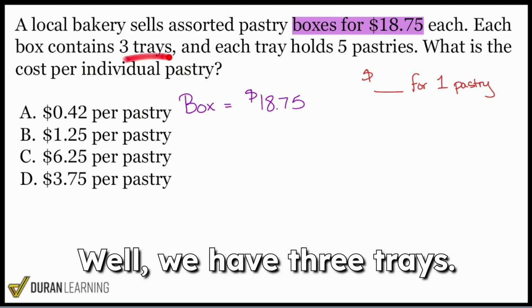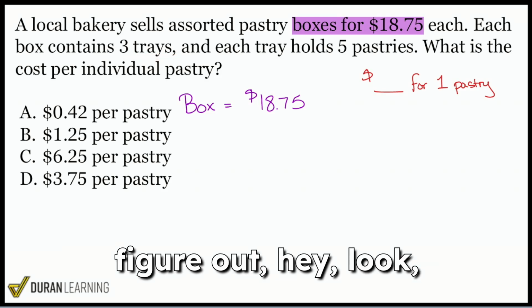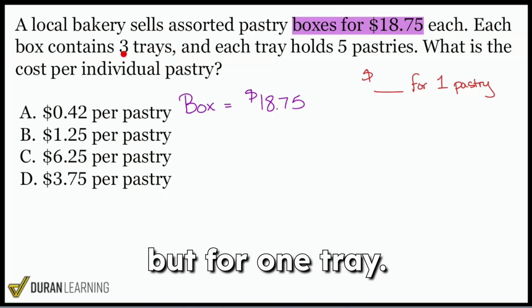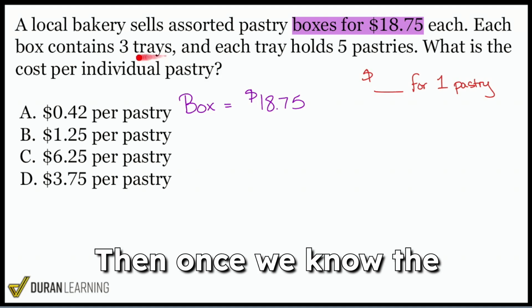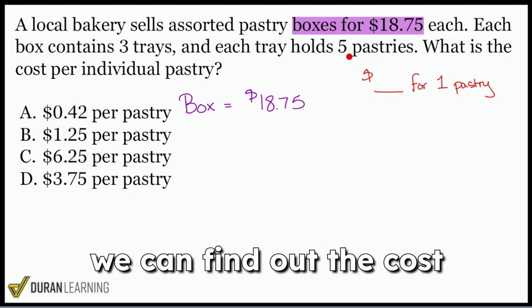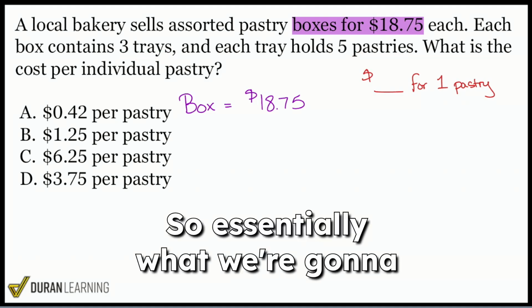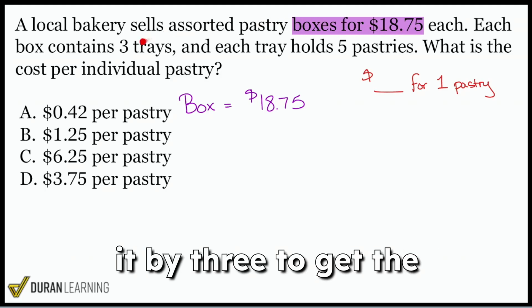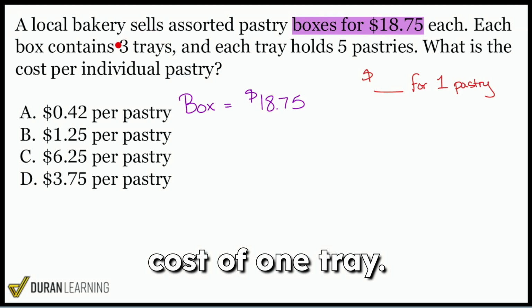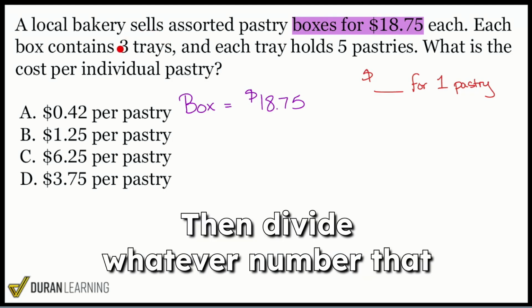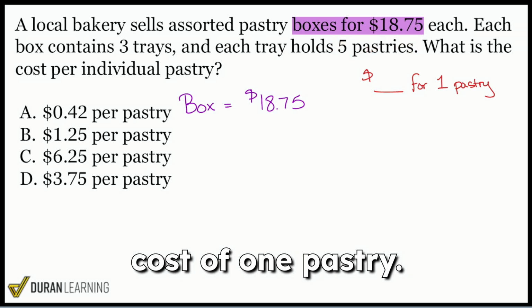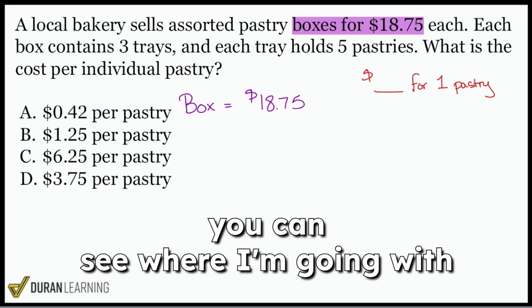So what does that mean? Well, we have 3 trays. First we need to figure out the cost, not for the box, but for one tray. Once we know the cost of one tray, we can find out the cost of one pastry. So we're going to take the box, divide it by 3 to get the cost of one tray, then divide whatever number that is by 5 to get the cost of one pastry. Let me work it out for you.